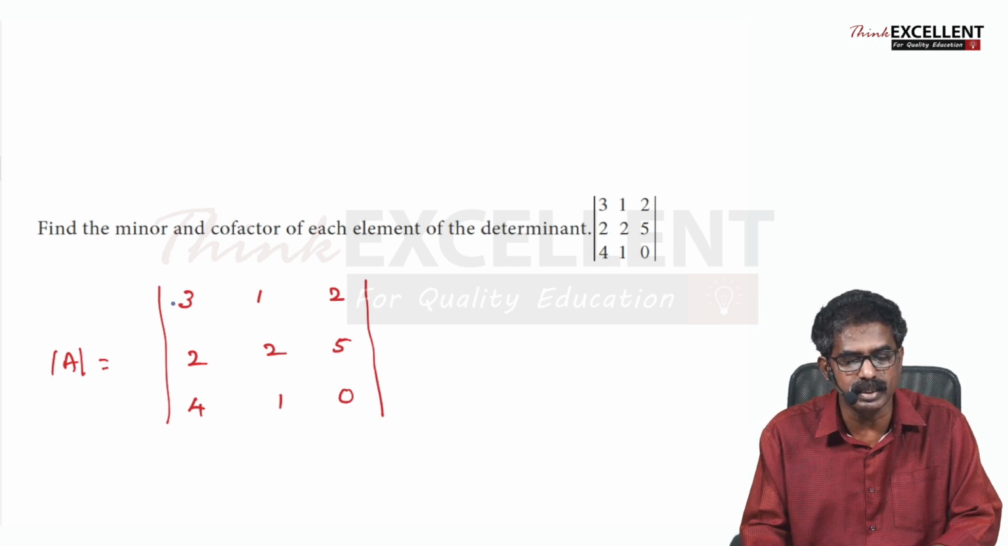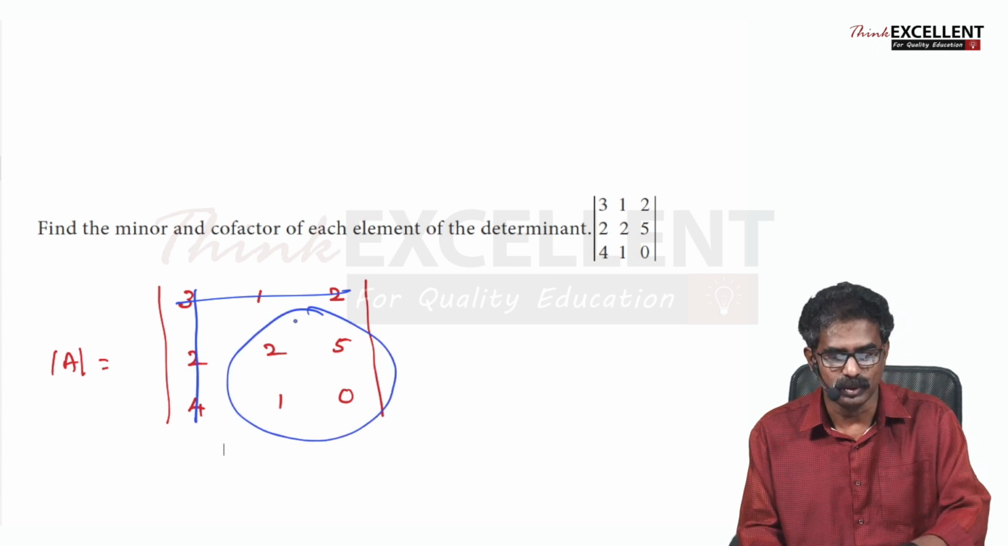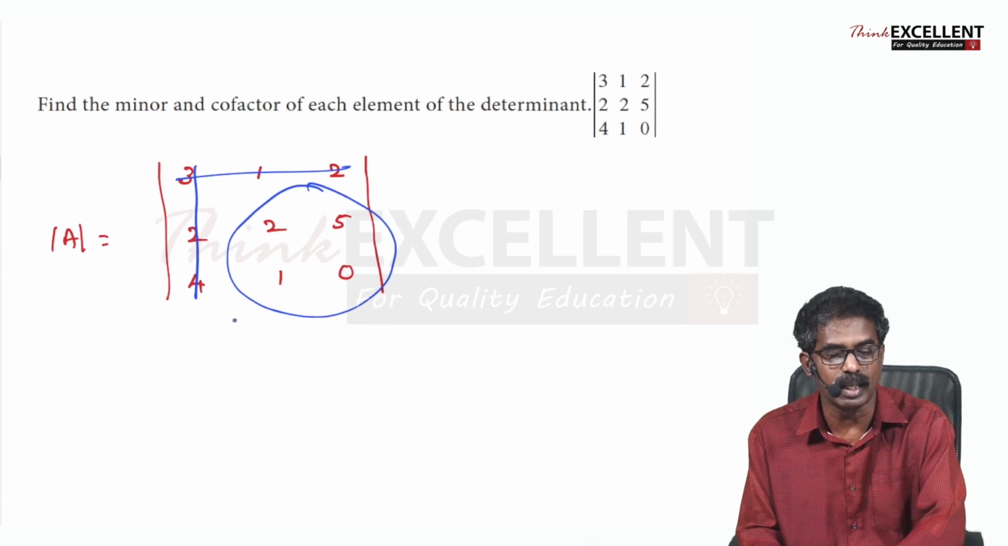So what do you do? 3 is here. Leave the row, leave the column. Remaining you have a 2 by 2, right? You simplify that. So that is the minor of 3. You can do it like that, okay?